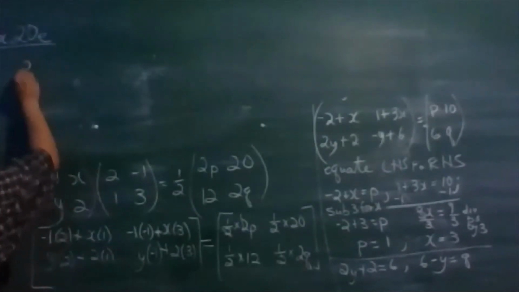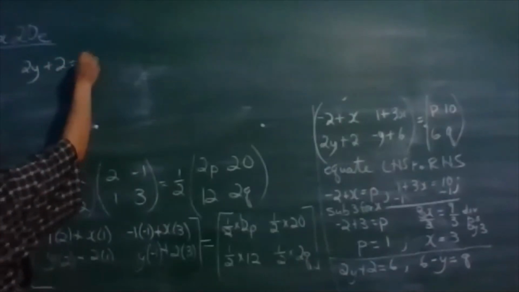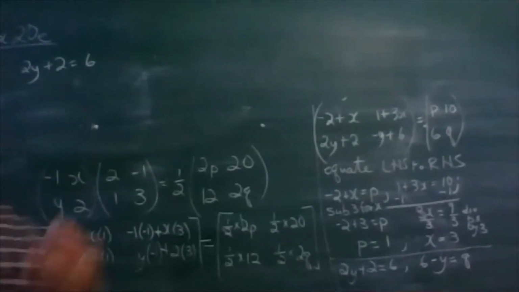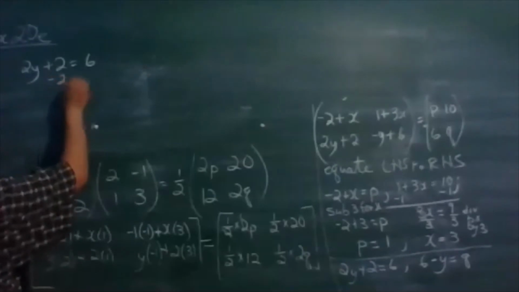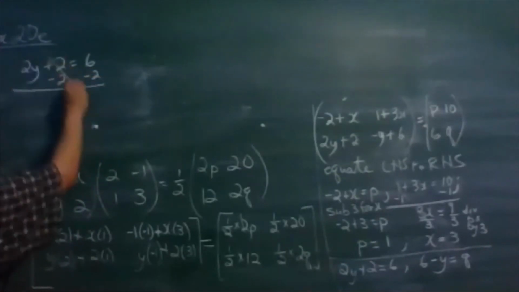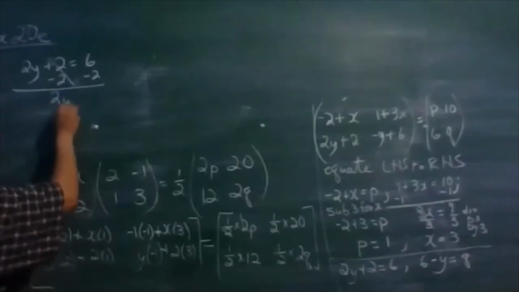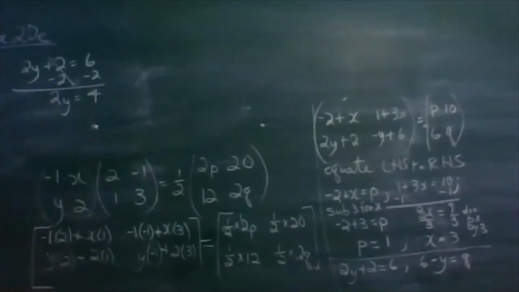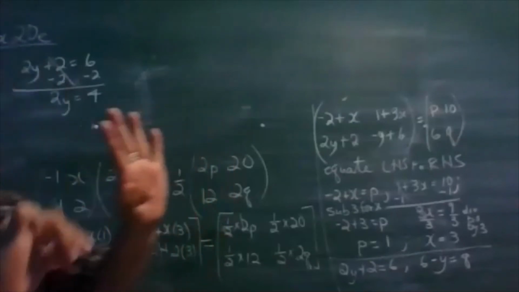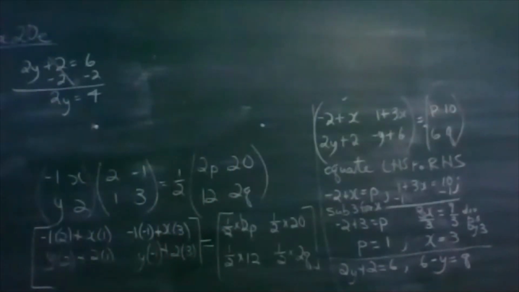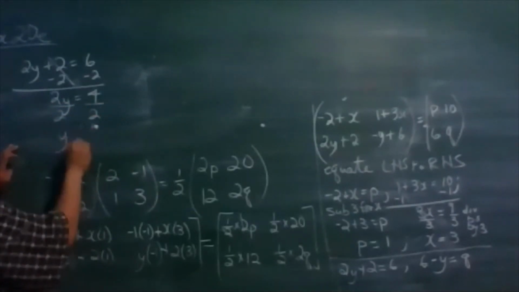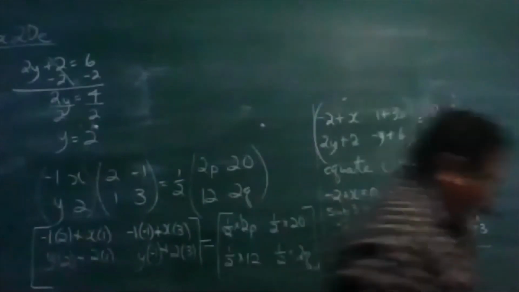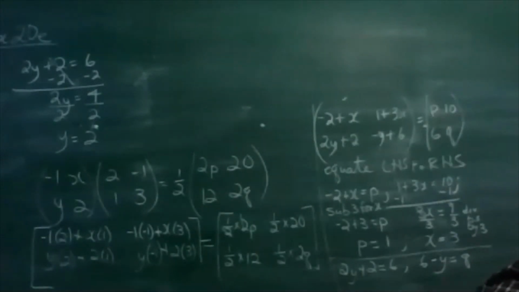So 2y plus 2 equals 6. I must start with the addition. The opposite of addition is subtraction. So minus 2 from both sides, which cancels. I get 2y equals 4. That's 6 minus 2, 4. And then I'll divide by 2. So y is equal to 2.